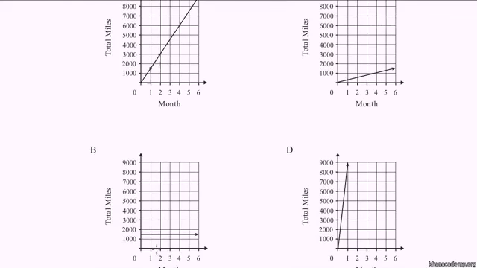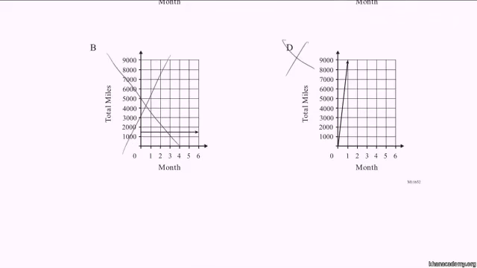Choice B shows he started off having traveled 1,500 miles and it never changes. So he doesn't travel anymore. So it's definitely not choice B. And then choice D, after 1 month he travels 9,000 miles, which is completely wrong. They said per month he travels 1,500 miles. So it's definitely not choice D. So choice A we can feel good about.